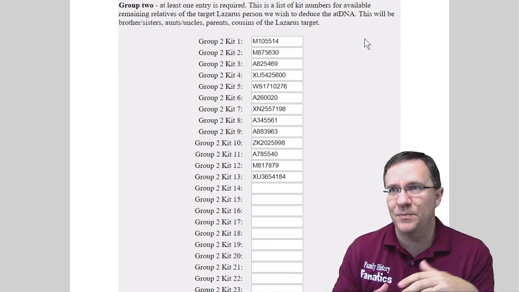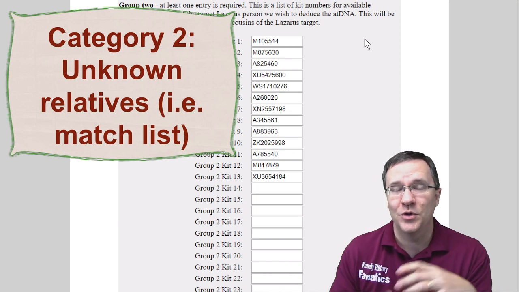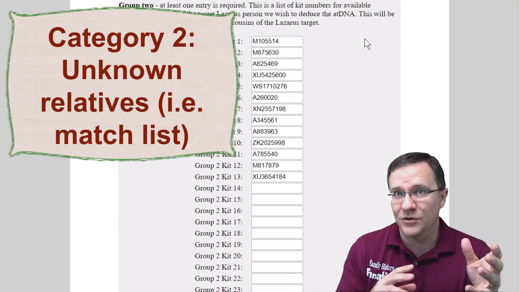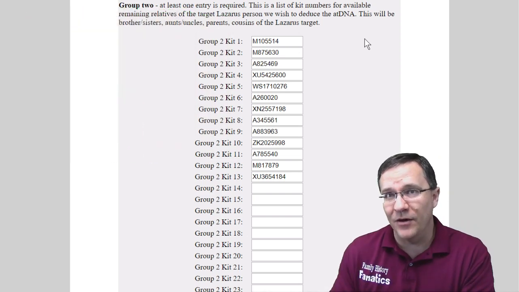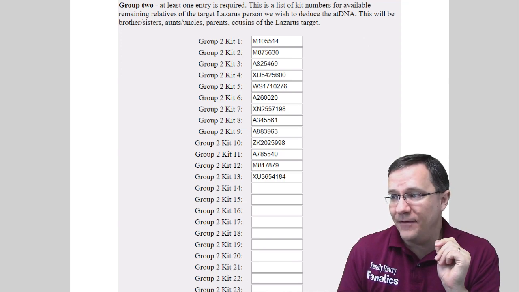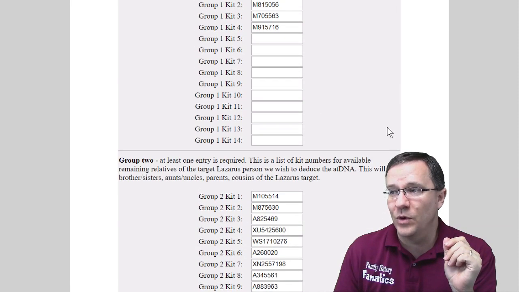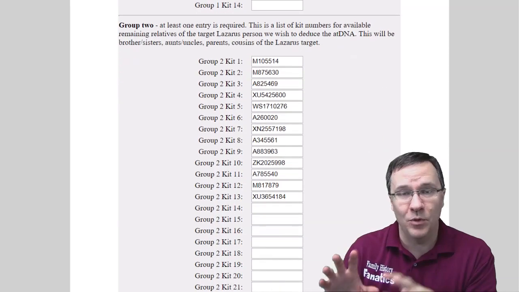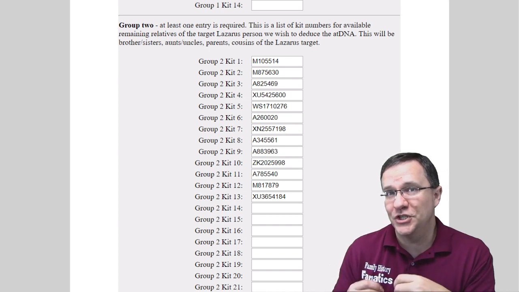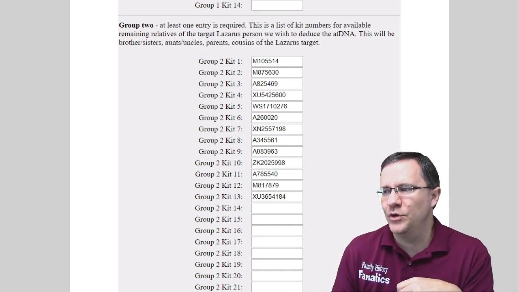Then the other is maybe the unknown group, and these I like to call your distant matches. You can actually use a match list of people that are related to this person and put them in there even though you don't know exactly how they're related. These can have any number of kits in here, and I've made kits with more than 100 people in this group too. And in fact, if you don't have certain relationships, that's what you want to do, is put as many people in this group too as possible.